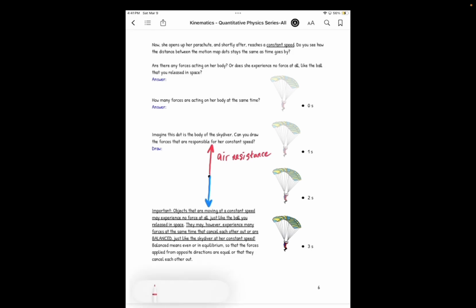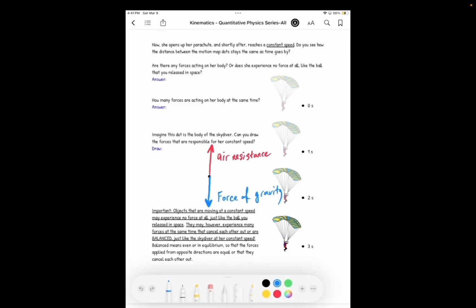Okay. So this blue force is what? The gravitational force. Yeah, very good. Force of gravity, gravitational force. Very good. So now what do you see in the motion map? It's moving at a steady pace. At a constant speed, at a steady pace.